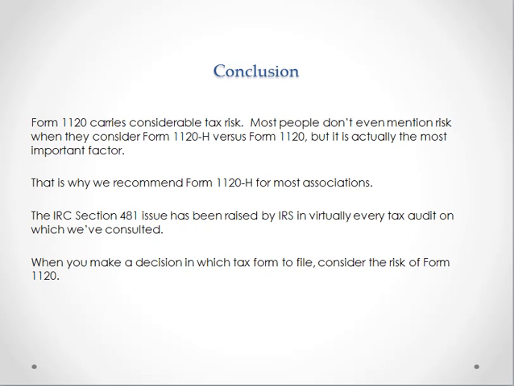Form 1120 really has a lot of tax risk with it. Most people don't consider this. Most people aren't even aware of it. But it is the most important factor you've got to consider if you're filing Form 1120. And that's really the reason why we recommend Form 1120H for most associations. Most associations simply will not exert the effort to do everything they've got to do to safely file Form 1120. So when you think about which tax return you're going to file, don't forget to think about the risk on Form 1120.